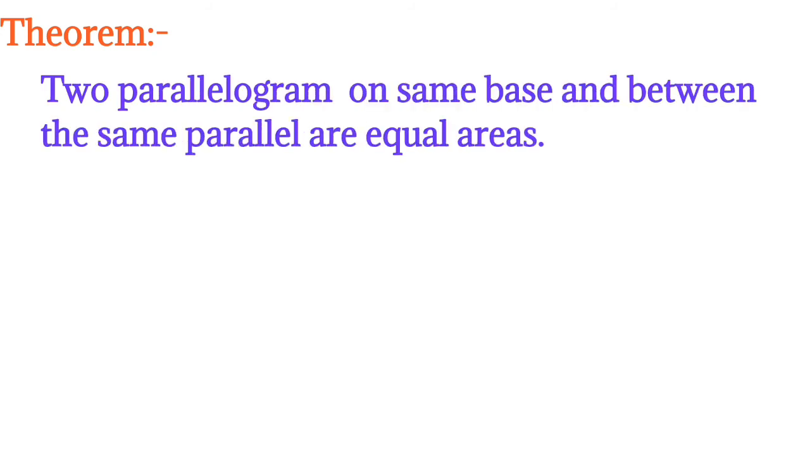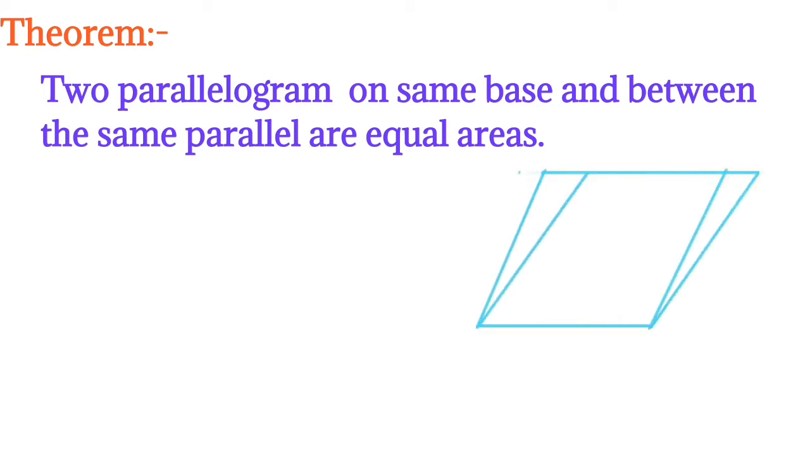See the statement of the theorem. Parallelograms on the same base and between the same parallels are equal in area. The meaning of this statement is, two parallelograms are there. If they are on the same base and between the same parallel, then prove that their areas are equal. It means you have to prove that they are equal in areas also.